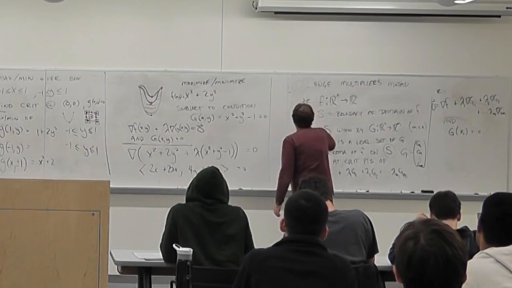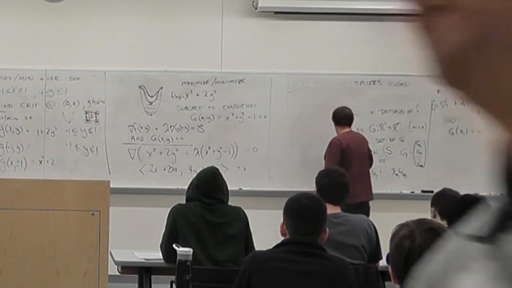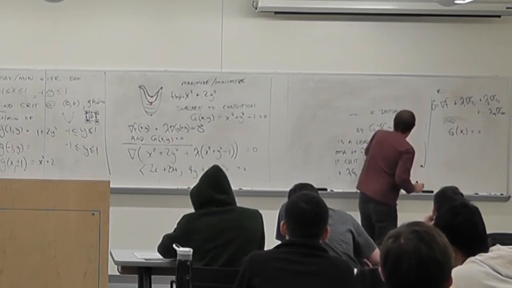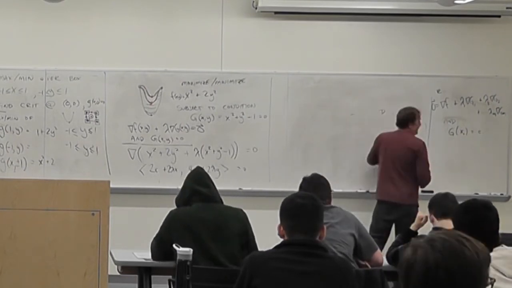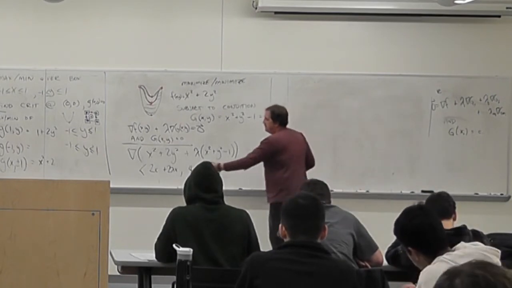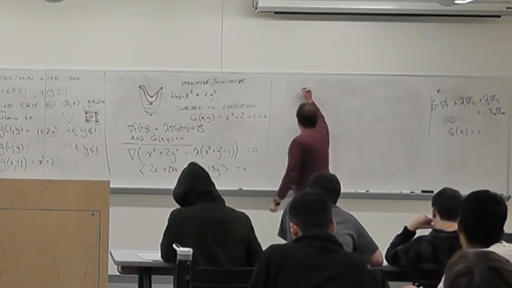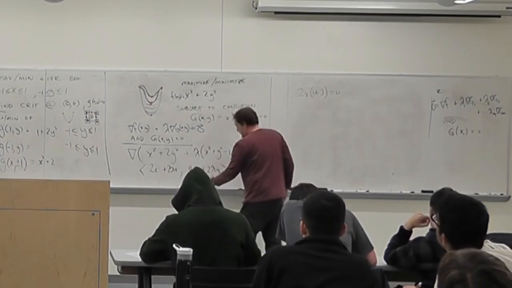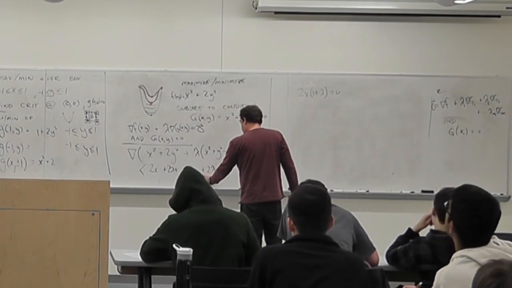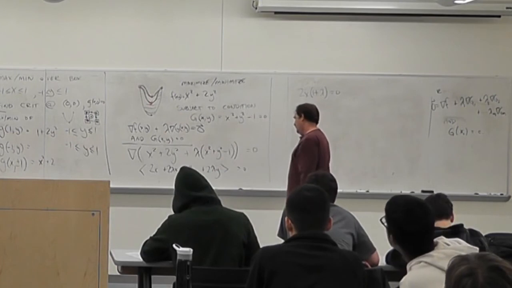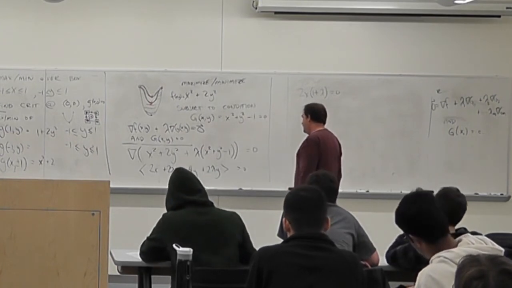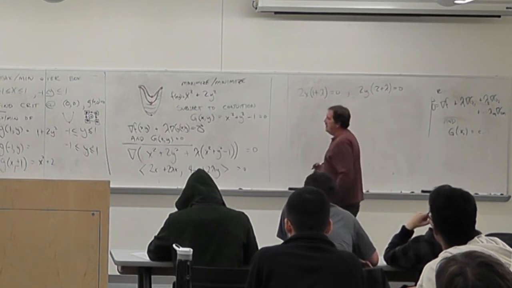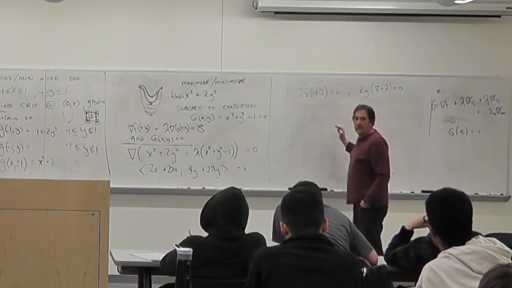And so that tells me that I have three things I have to satisfy. 2x times (1 plus lambda) equals 0. That's this. This says 2y times (2 plus lambda) equals 0. And then I also need that I satisfy x squared plus y squared equals 1.